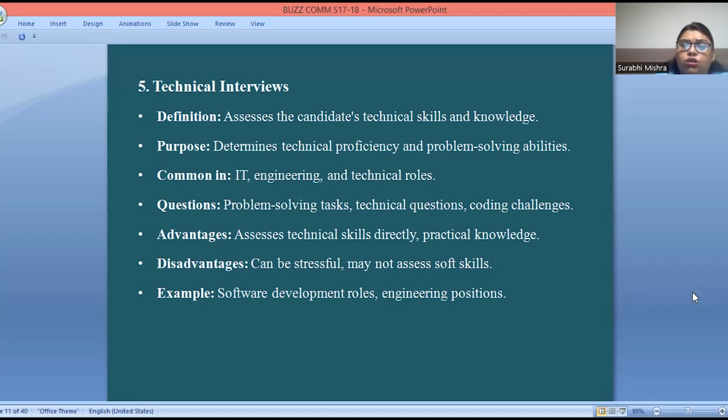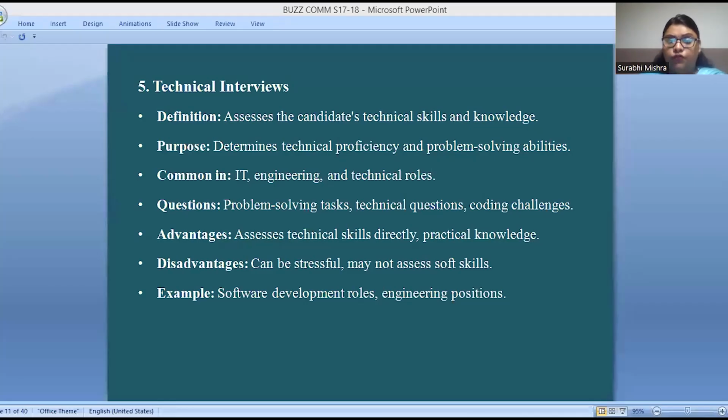So the questions asked here are basically problem solving tasks, technical tasks, and coding challenges, right? So we can say that a technical interview is conducted for people who have technical skills and knowledge. It is common in IT, engineering, and technical roles. The questions are related to problem solving, the technical questions, and the coding challenges.